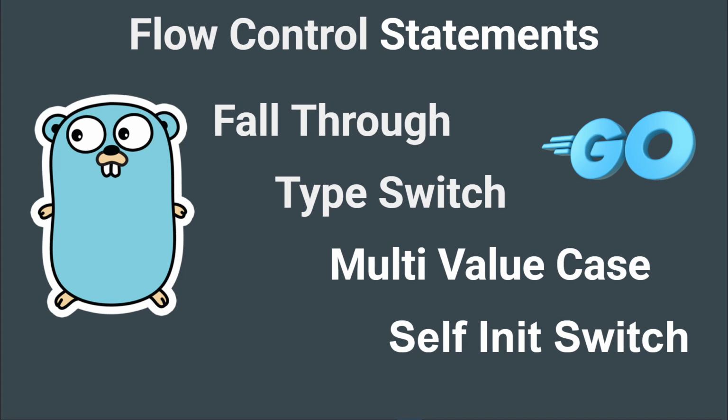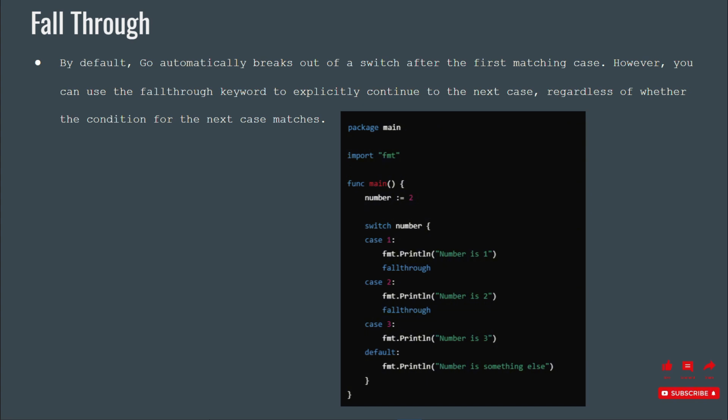Hello everyone, in this video we are going to discuss another set of flow control statements in Golang, specifically fallthrough, type switch, multi-value cases and switches with initialization statements. By default, Go automatically breaks out of the switch after the first matching case. However, you can use the fallthrough keyword to explicitly continue to the next case, regardless of whether the condition of the next case matches.